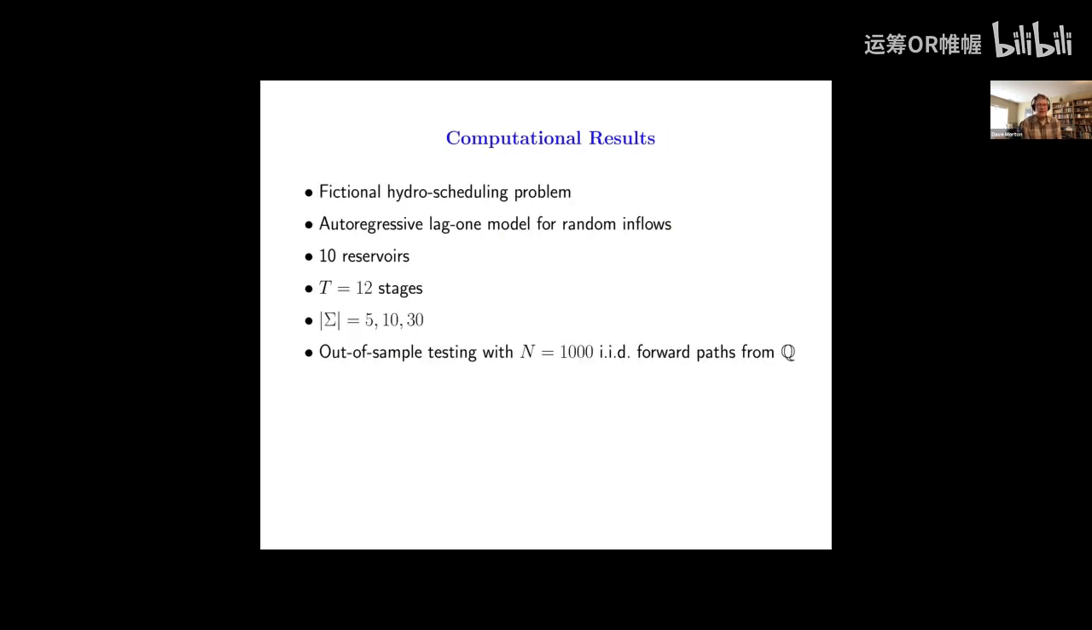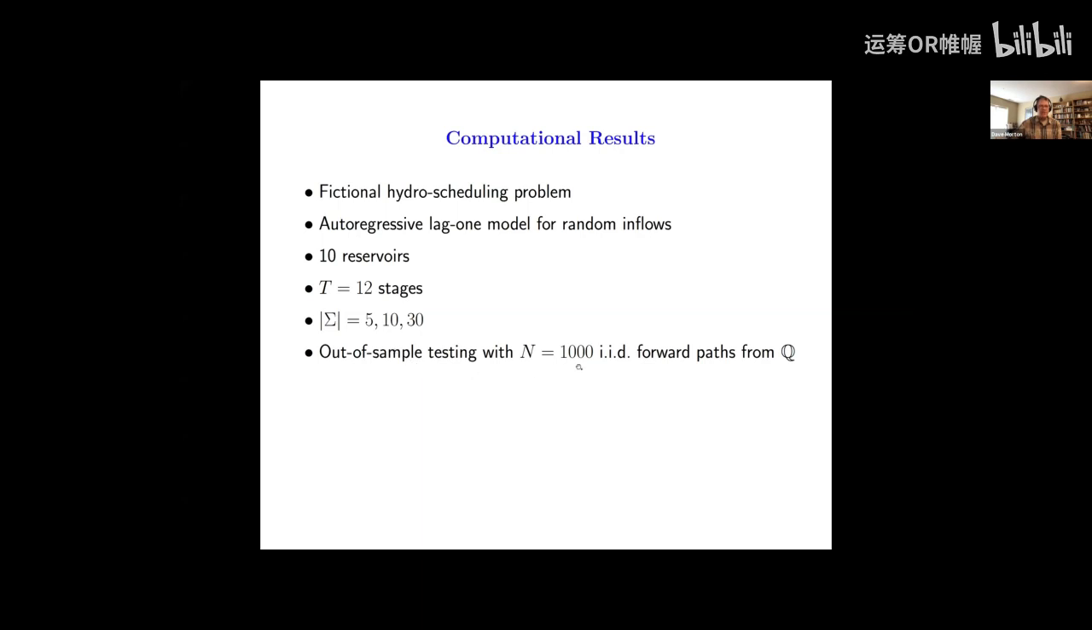So there's a lot of details that I'm not going to go through here. I just want to give you a little bit of flavor in terms of the same kind of results that we saw before. And I want to be clear that here, we're not changing the points of support. We just take the existing points of support. So here there's a problem with 10 reservoirs, 12 total stages, and then we're either going to have like 5, 10, or 30 scenarios branching out of each stage.